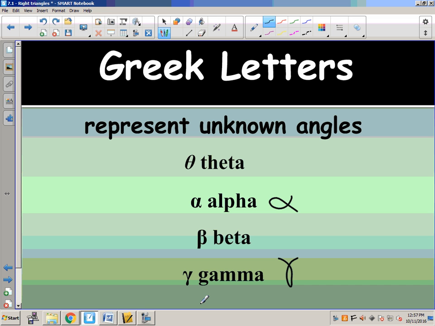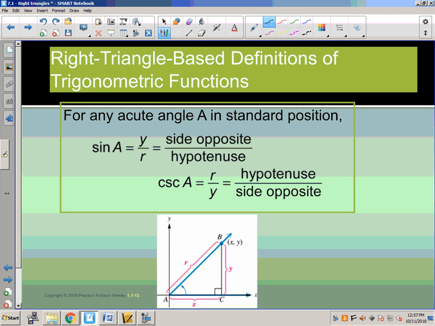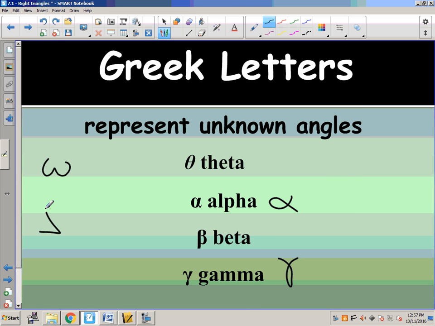All right, so those are the main ones that we're going to see. Omega will come up from time to time as well. You guys know what omega looks like? Omega looks like that. It's kind of like a curvy W. Actually, capital omega looks like this. Seen that before? Yes.